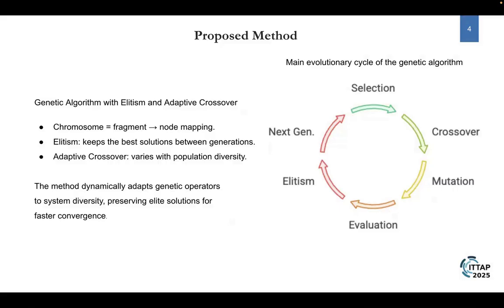Each chromosome represents a mapping between data fragments and nodes. The elitism mechanism ensures that the best solutions, those with the lowest execution times, are preserved between generations. The adaptive crossover dynamically adjusts its probability depending on population diversity. When diversity is low, crossover increases to explore new solutions. When diversity is high, it decreases to refine the best ones. This balance allows the algorithm to converge faster and more stably, improving both performance and reliability.